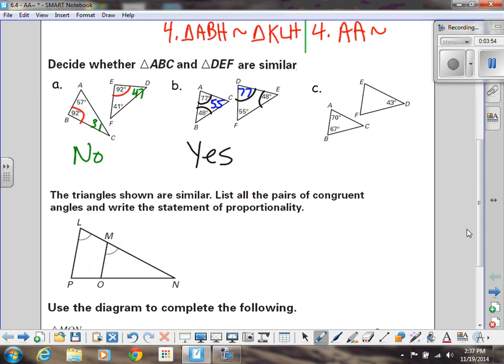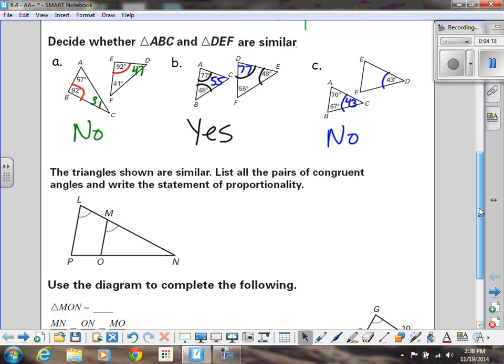And then we will do that same strategy for part C. I don't have anything congruent right now. If I do 180 minus 70 minus 67, I get that this third angle is 43. So I've got 43 is congruent. However, I don't have enough information in the second triangle. So I can't say that those are congruent or similar at all. So I'm going to say no on that one. We don't have two sets of angles that are congruent to each other.